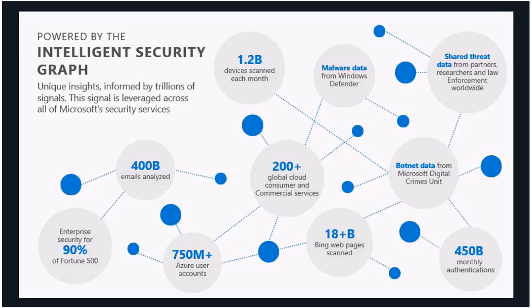So the Intelligent Security Graph, suffice it to say, is a very, very powerful and massive enterprise-scale security repository to collect intelligence, not just from machine-learned sources, but also from teams and the botnet data from our digital crimes unit and law enforcement and our partners across the globe.